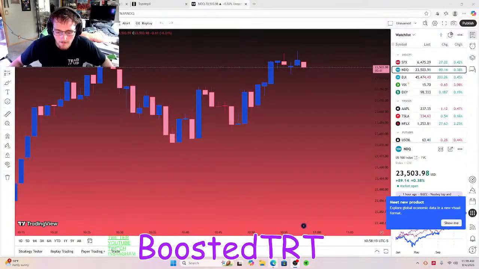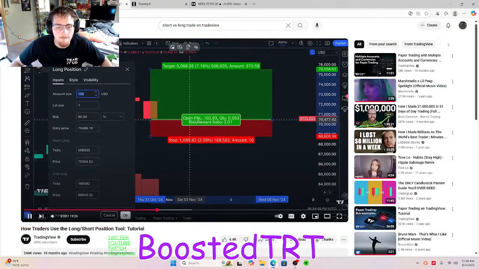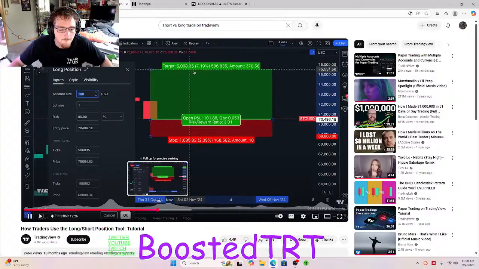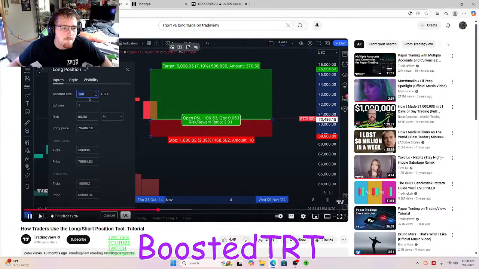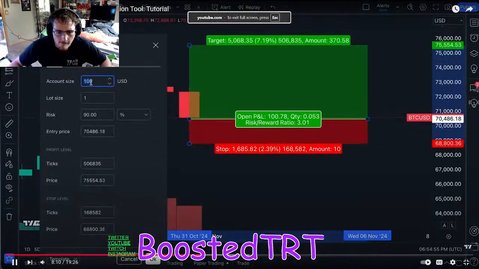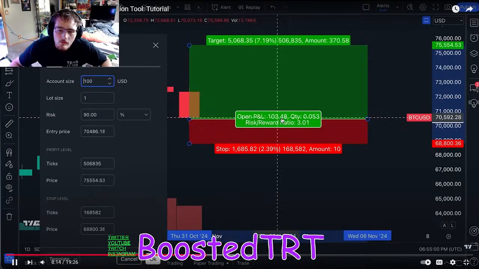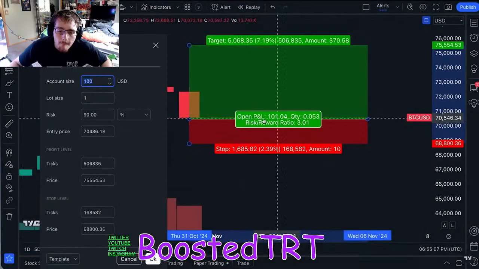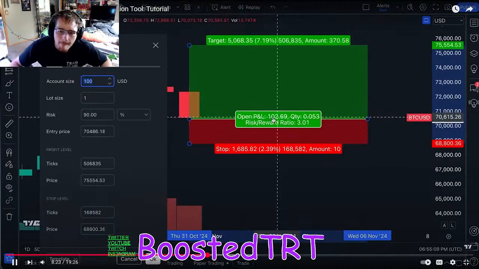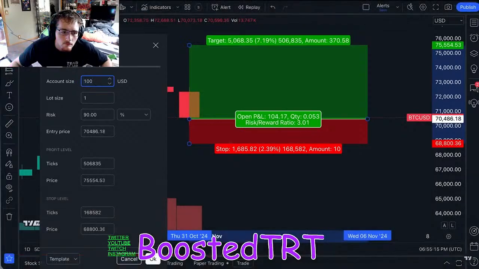But now let's talk about the inputs, because the inputs are going to have a big impact on the data you see here. In this example, we started off really simple. Our account size is 100. So what that means is that our open P&L is going to be calculated based off of that account size. Look at how our open P&L is up to $101 at the moment. Based on this account size, that is how our account is doing at this point in time.